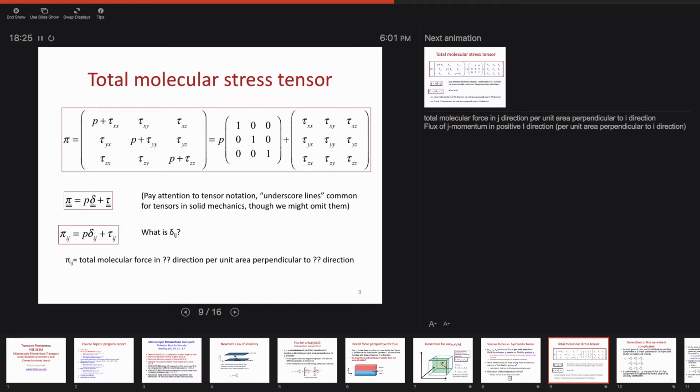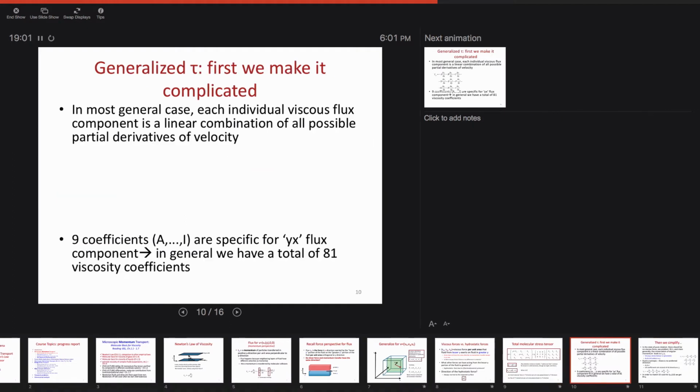But in general, if I generalize this, then Pij in this matrix is the total molecular force. Again, by total molecular force, I'm adding viscous forces and thermodynamic pressure forces in J direction per unit area perpendicular to I direction. So this is my generalization for the molecular stress tensor. And again, my flux version of this is flux of J momentum per unit area perpendicular to I direction. So this is my generalized tau.